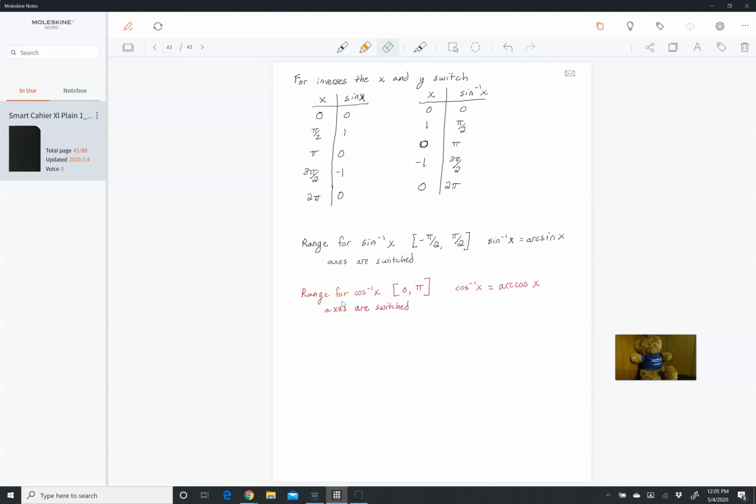The range for tangent inverse of x is also, and here they're asymptotes, so we approach it but we never reach it, negative pi over 2 to pi over 2. The tangent inverse of x is referred to as arctan of x. So the axes are switched, which tells you that it's an inverse graph.